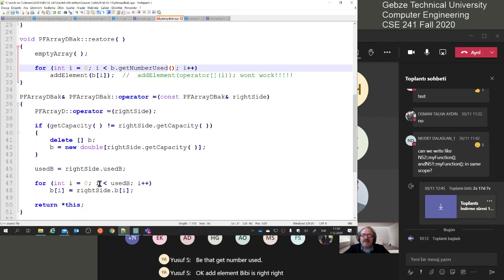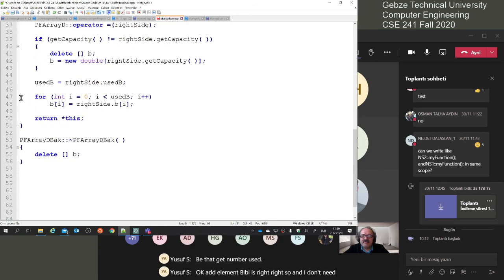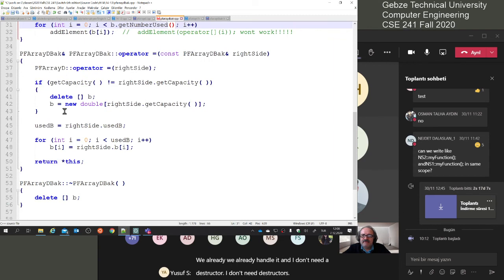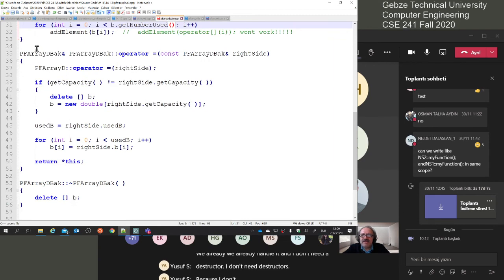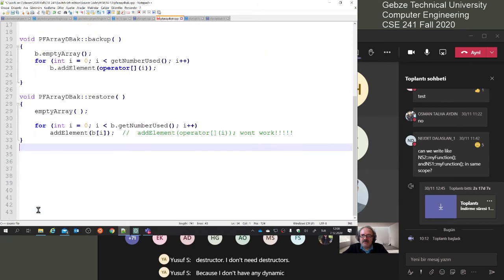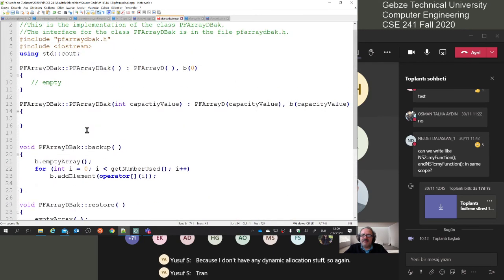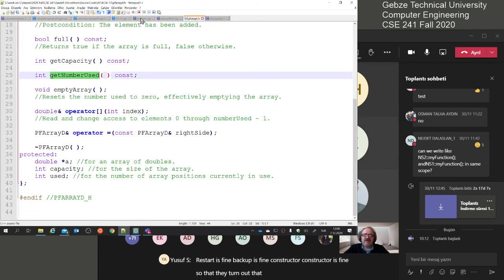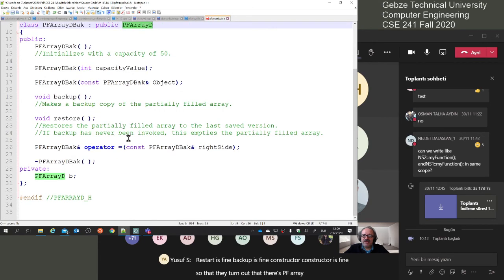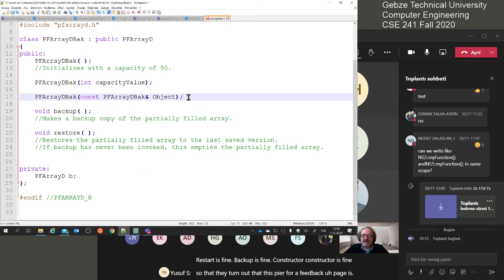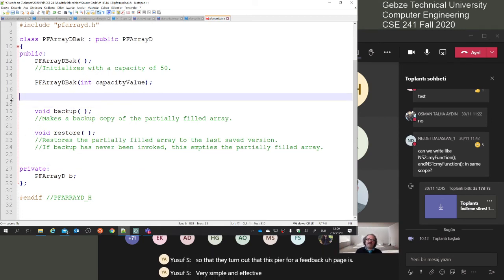And I don't need the assignment operator because we already handled it. And I don't need the destructor, because I don't have any dynamic allocation stuff. So I get rid of this one. Restore is fine. Backup is fine. Constructor is fine. So it turns out that this PFArray backup class is very simple and effective. Yeah, okay, that's good.